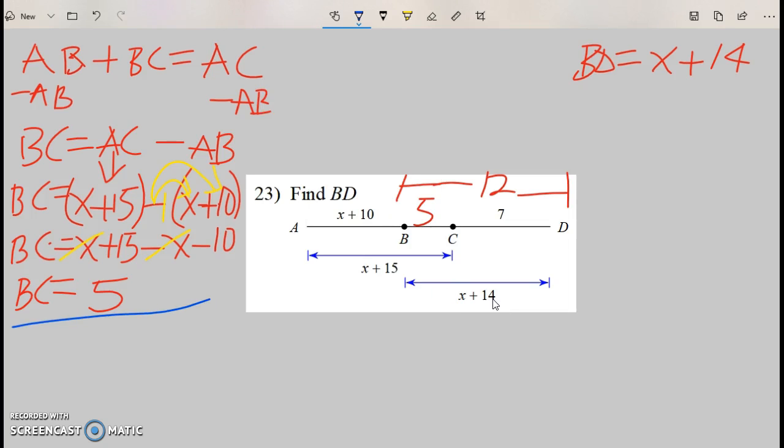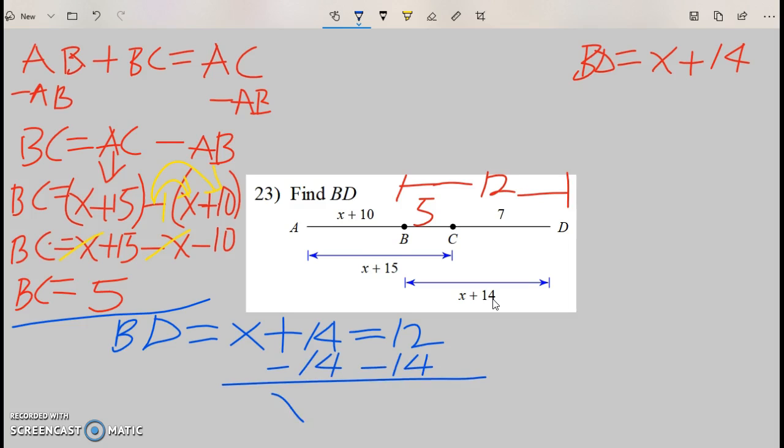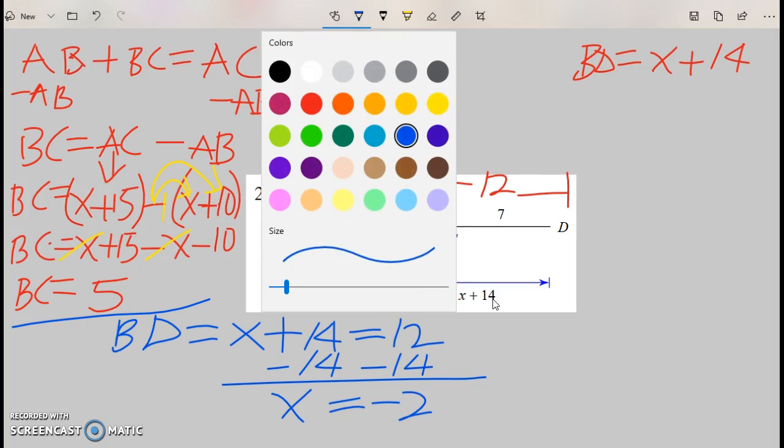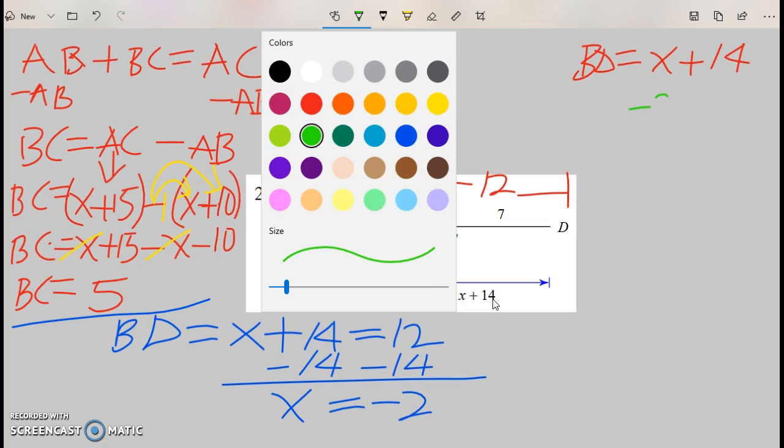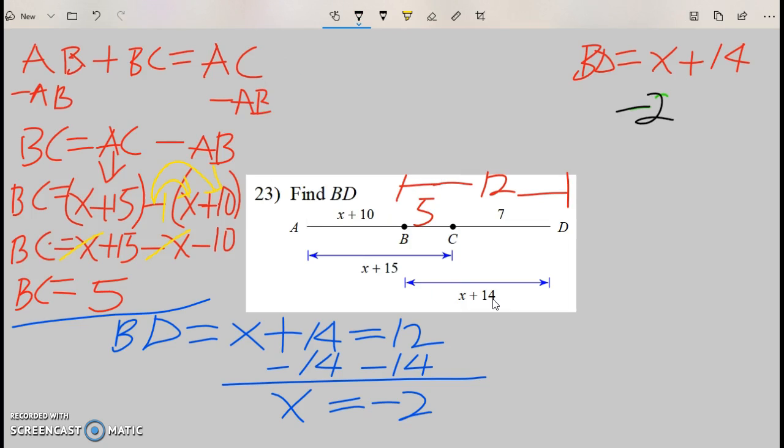So we have now BD is equal to X plus 14, which is equal to 12. Okay, so we subtract 14 from both sides. So X is going to equal -2. And now that we know what X is, we come up here and do -2 for X plus 14. And that will give us the BD that we are looking for, which is 12.